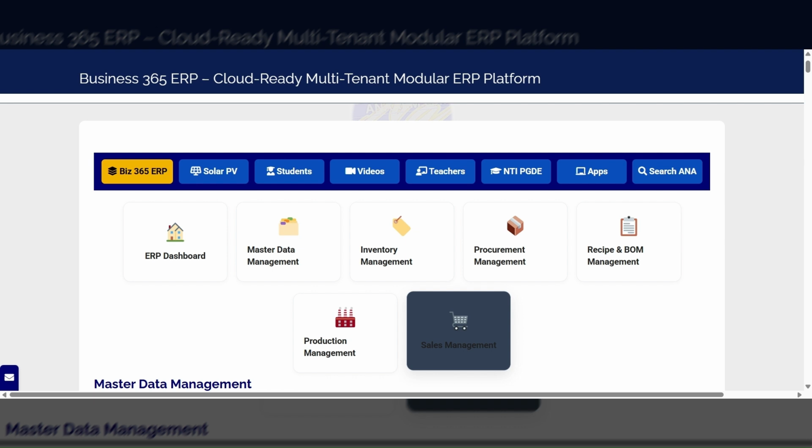In our next video, we shall explore how data flow and stock flow operate across the various modules of ANAARM Business 365 ERP and why they are essential for efficient, accurate, and scalable business operations.